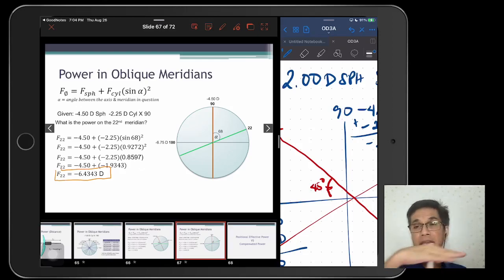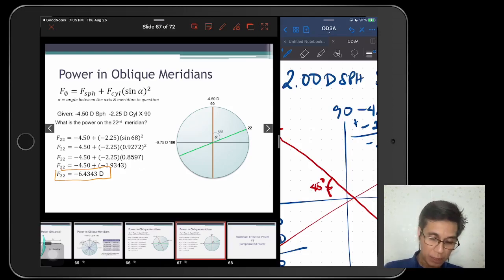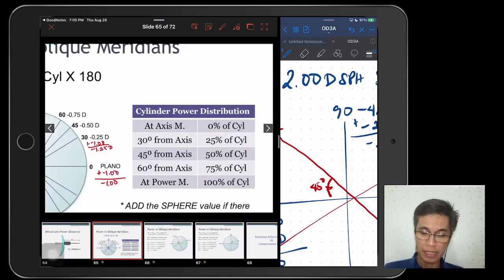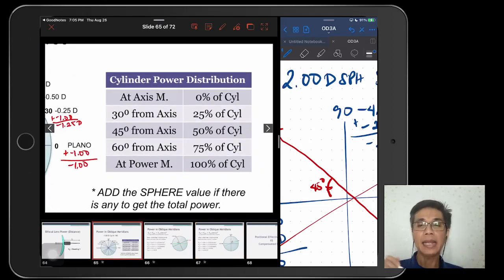Kunyari, 180 lang ang kukuhanin natin na power. O yung nasa 90 lang natin kukuhanin natin. Oblique yung kanyang axis. So, lalabas, magiging iba, or hindi kagad madidetermine yung power sa 180th meridian. In that case, kailangan natin kuhanin by using the formula. Ulitin ko lang yung kanina, importante ito kasi hindi natin kailangan laging gamitin yung formula.